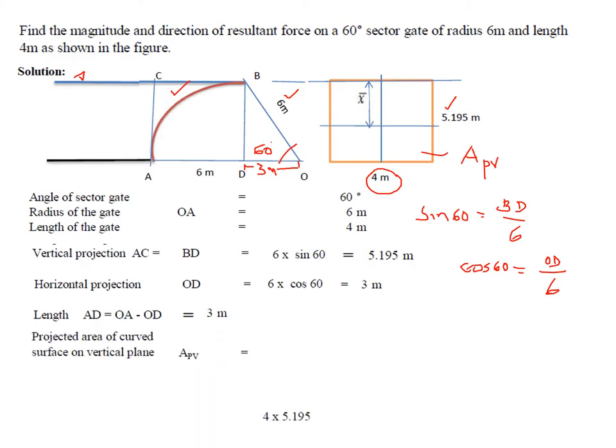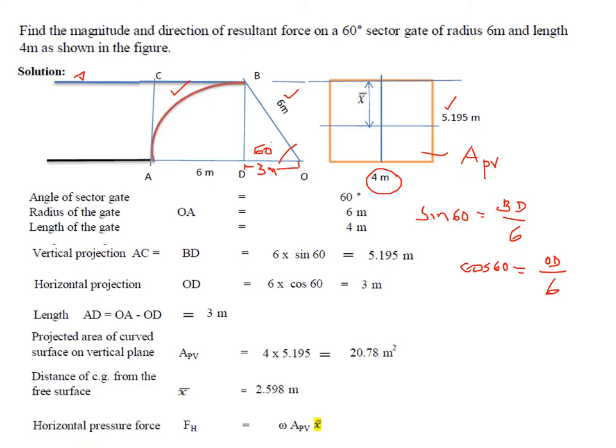So what is the projected area of the curved surface on the vertical plane? It is 5.195 into 4, which gives 20.78 meters square. So what is the distance of CG? It is a rectangular surface, so it will be at the center. Therefore 5.195 divided by 2, which is 2.598. That gives the horizontal pressure force, which is omega A PV into x bar, which is 9.81 into 20.78 into 2.598, which is 529.61 kilonewtons.